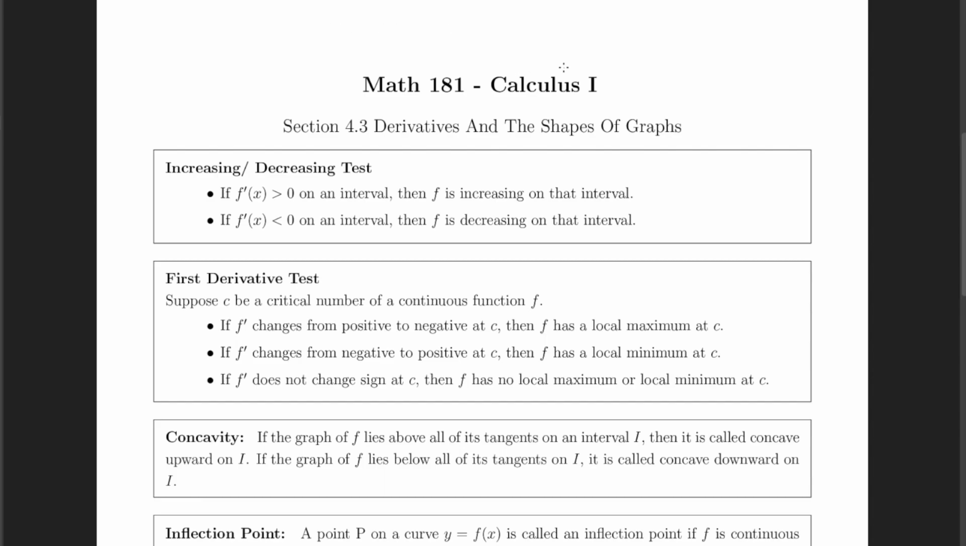Alright, so we'll start here with our next one. We're going to be doing section 4.3, derivatives and shapes of graphs. We're going to be looking at a bunch of derivative tests in order to determine the shape and properties of graphs. So let's do that.